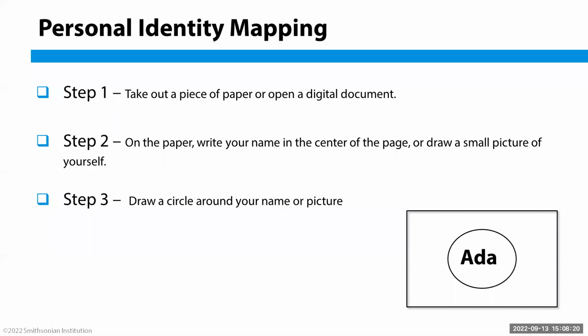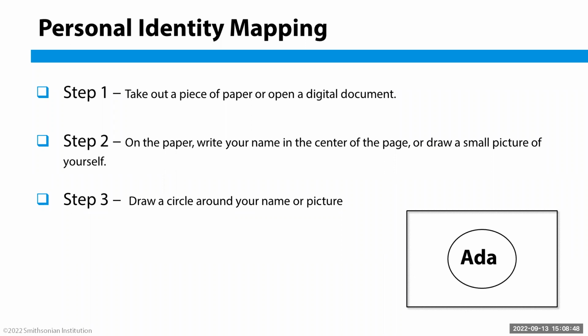In order to create an identity map, here are some of the steps that you can follow. I will explain multiple ways to create an identity map, so sit tight, hear some of the different ways, and then decide what you would like to do for your own personal one. The simplest and easiest way is to just draw an identity map. You do this on a piece of paper or open a digital document.